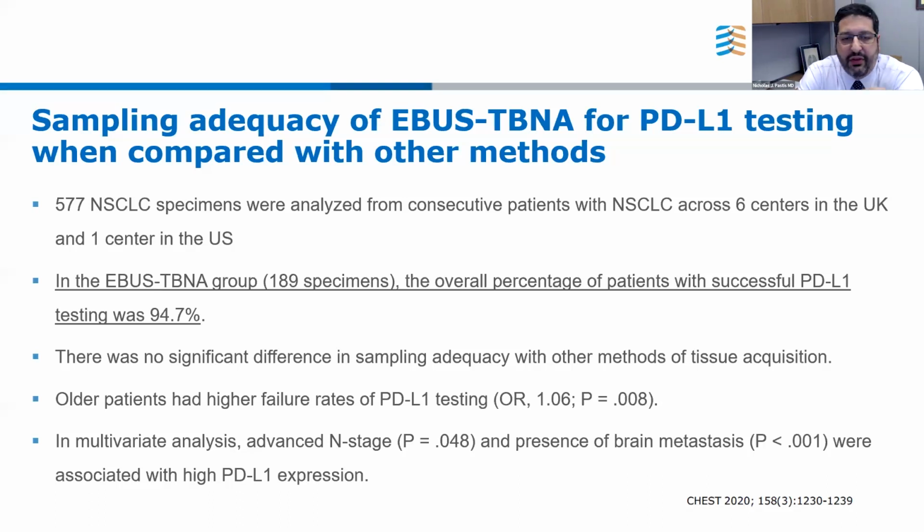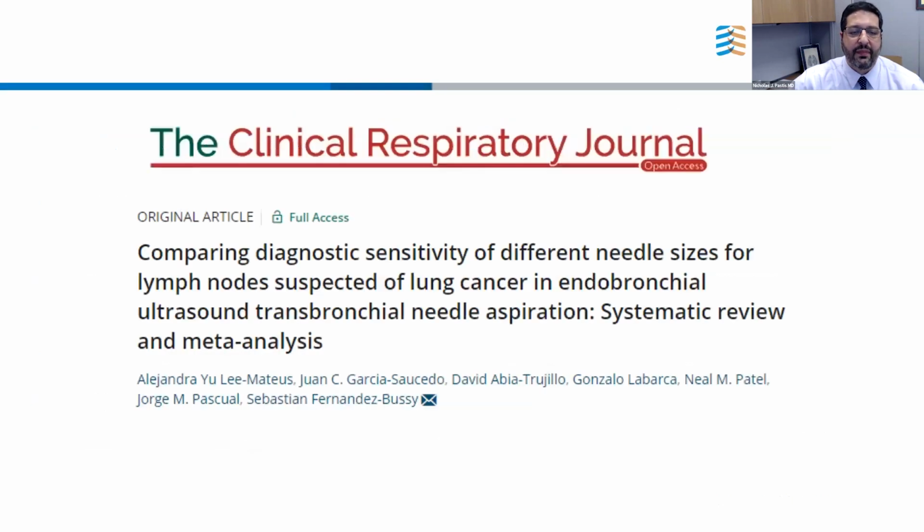And then kind of along the lines of what we said in the last trial, advanced end stage, so signs of more metastatic disease, signs of brain metastasis, had a higher PDL1 expression. Again, the thought process being that tumor is evading your T cells and would have a higher score. So this is getting into a few studies on needle size.